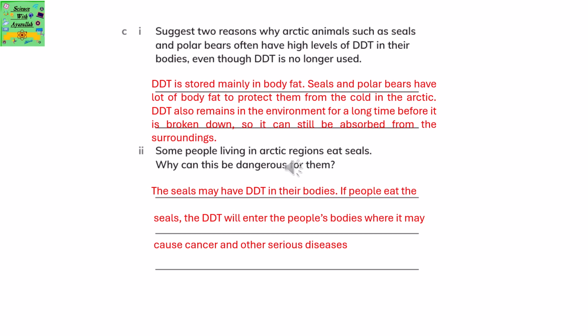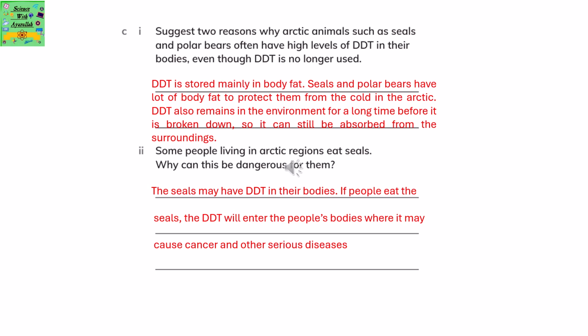Suggest two reasons why Arctic animals such as seals and polar bears often have high levels of DDT in their bodies, even though DDT is no longer used. DDT is stored mainly in the body fat, as discussed earlier. Seals and polar bears have lots of body fat to protect them from the cold in the Arctic region. DDT also remains in the environment for a very long time before it's broken down, so it can still be absorbed from the environment. Some people living in Arctic regions eat seals.